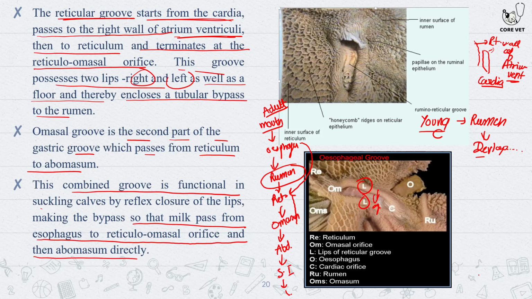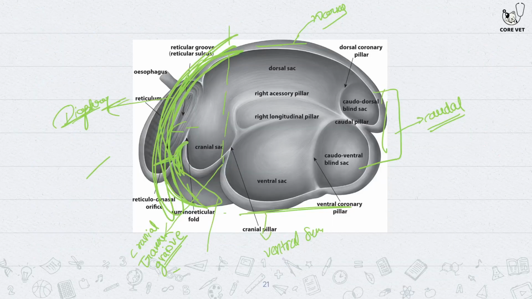That's why these lips are necessary in the young calves. So in the young calves, there is closure of the lips, right? Those lips are present in the reticular groove, right? I hope this stuff is clear to you.